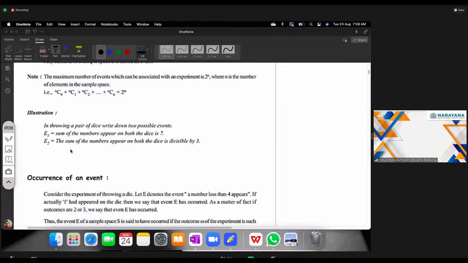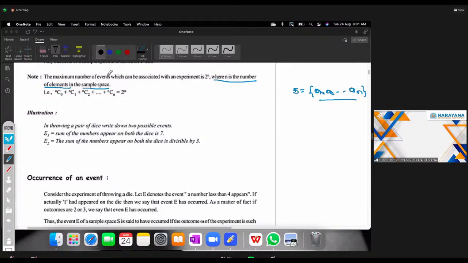Next, the maximum number of events which can be associated with the experiment is, okay, see, if the experiment is repeated, where n is the number of elements in the sample space, a1, a2, up to an. Now how many events are possible? Out of this, taking 0 element, 1 element, 2 elements, up to n elements. So 2 to the power of n.